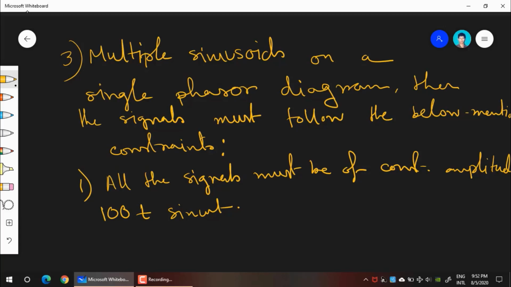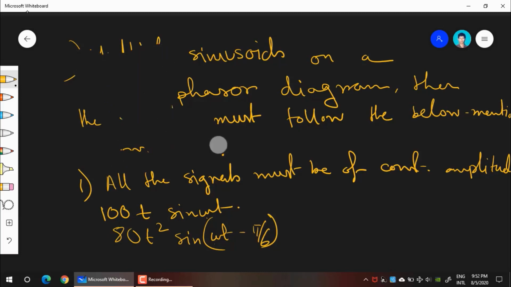Now what is the problem? Say you have two signals, 100 t sin omega t and another like 80 t square sin(omega t minus pi by 6). You might say the frequencies are equal, so we can plot them, no issue. Go and plot them.